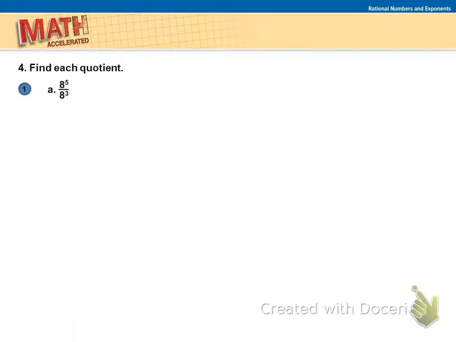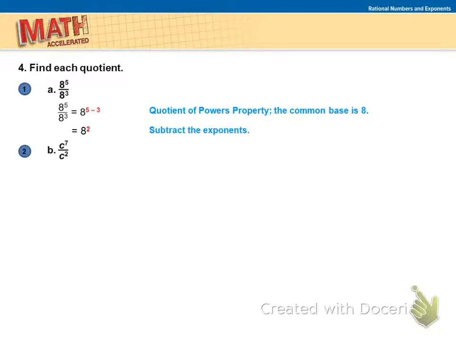All right, so example A, Christian. We have 8 to the 5th power over 8 to the 3rd power. 8 to the 2nd power, good. What's 8 squared? Evaluate it. What's 8 squared? 64. Good. All right, B, Gray, we have c to the 7th over c to the 2nd power. What do you get there? c to the 5th power. c to the 5th power, good.